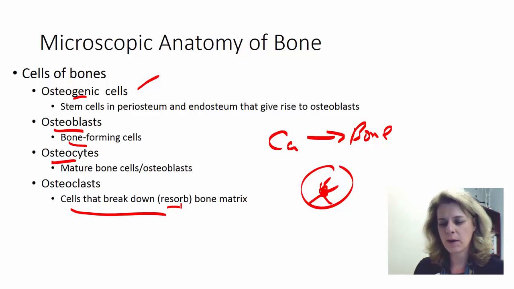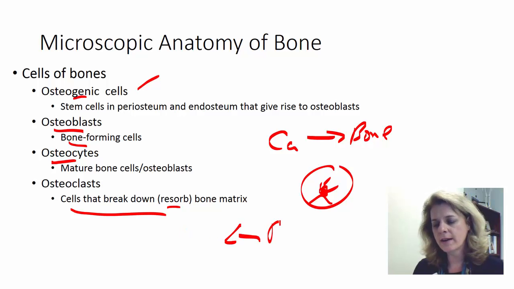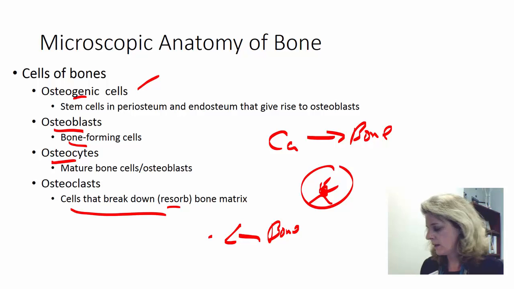They resorb bone. So let's say you needed calcium in your blood, you could break down your bone and basically dissolve it and send the calcium back into your bloodstream. So osteoblasts build bone, osteoclasts break it down. And we'll talk about how that works as we talk about bone formation and then bone repair and bone remodeling in another talk.